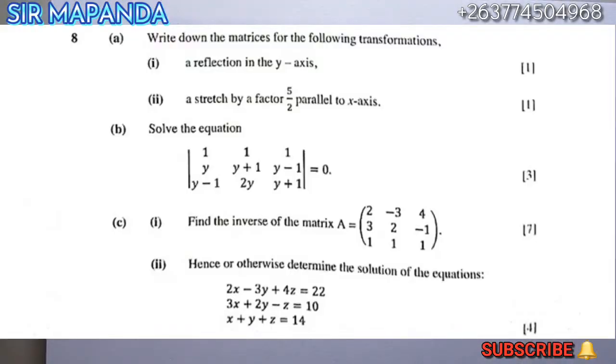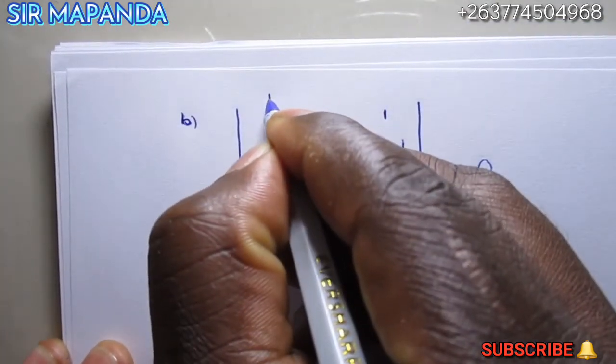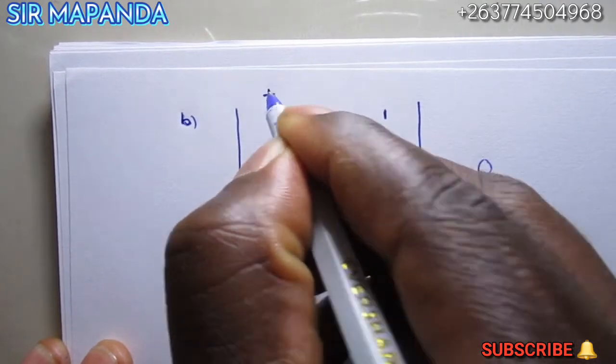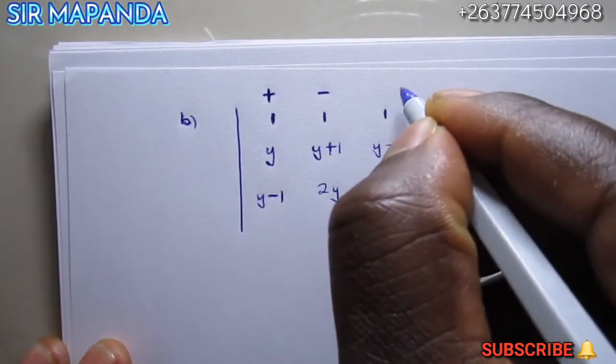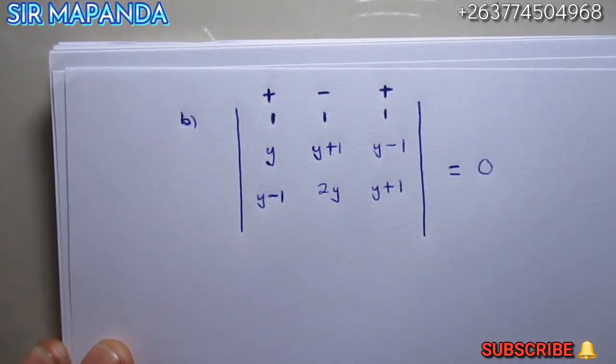On to part B of the question. It reads, solve the equation, 3 marks. Right. So to solve this equation, you calculate the determinant of the matrix on your left, then equate it to 0. So it is very simple when calculating determinant. What you need to do here, you start by putting a plus on the first on the top row. Then you put minus, then you put a plus, something like this, right?